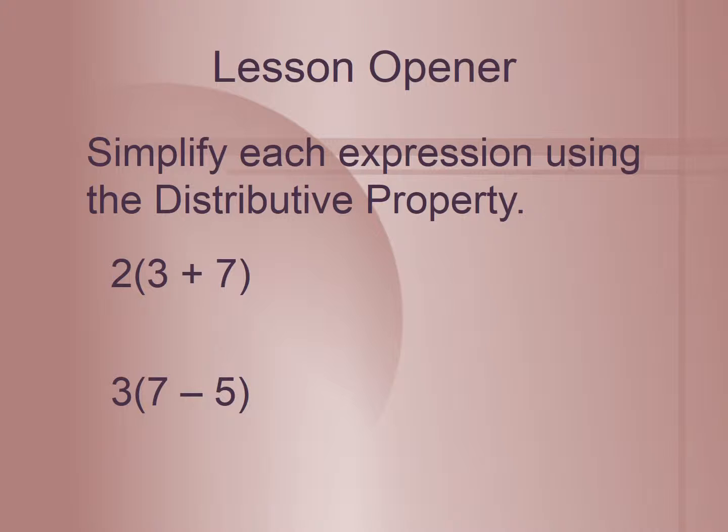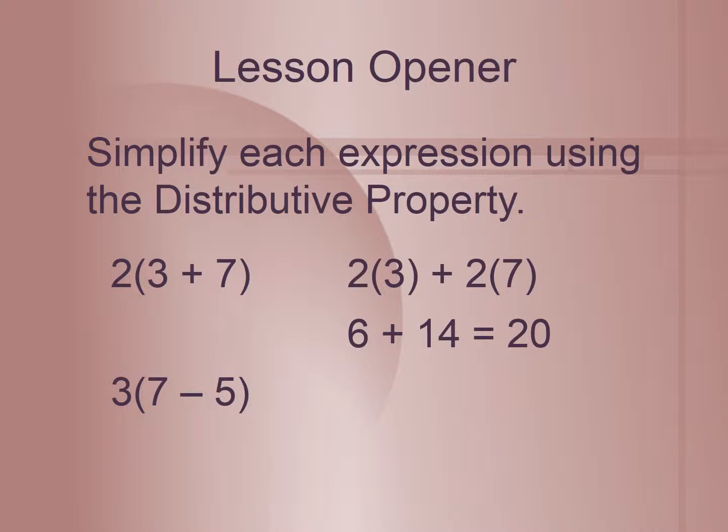So our first problem, we have 2(3 + 7). If we were to use our distributive property, we would distribute the 2. So we do 2 times 3 and then 2 times 7. 2 times 3 is 6 and 2 times 7 is 14. Then we would add the 6 and the 14 together and we would get 20.